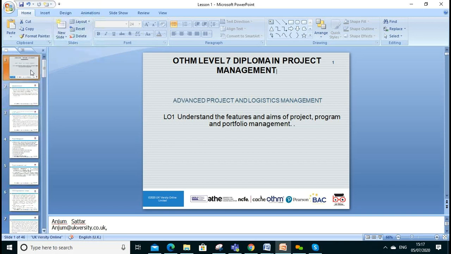So we discussed the aim of the project, and the difference between a program and a portfolio. All this we discussed, and we discussed all the key terminologies within it. So hope to speak to you all during the next lesson.